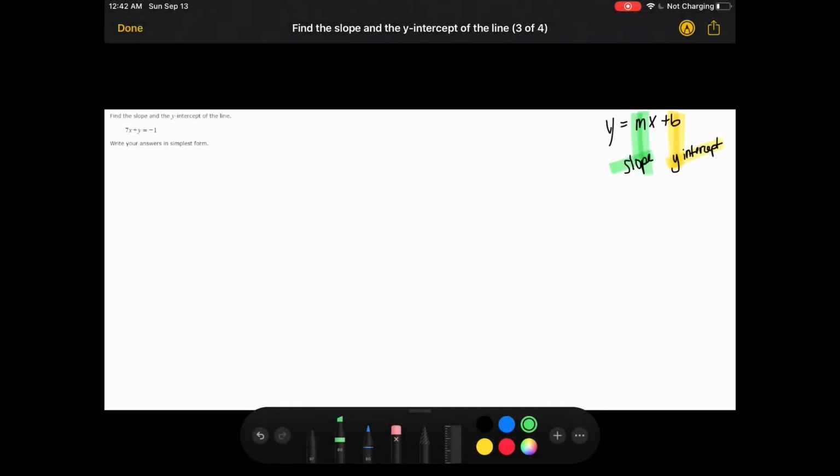So for this question, it's asking you to find the slope and the y-intercept of a line, and it gives you an equation of 7x plus y equals -1. And it says to write your answers in simplest form. So to do this, you need to write your equation in the standard equation of a line, which I have over here.